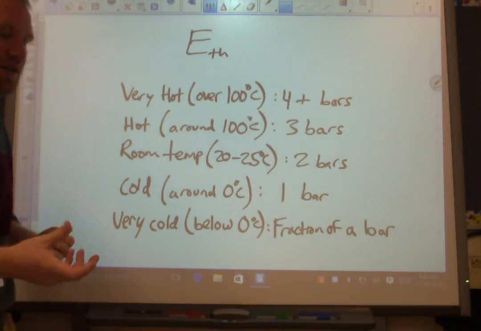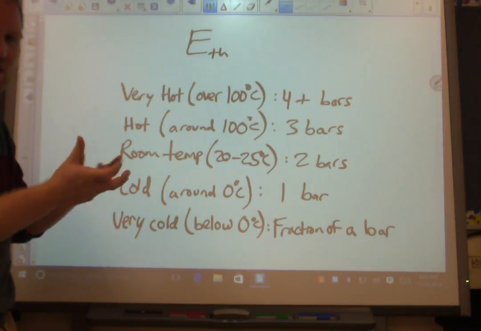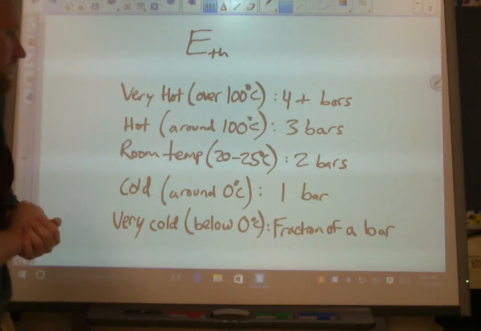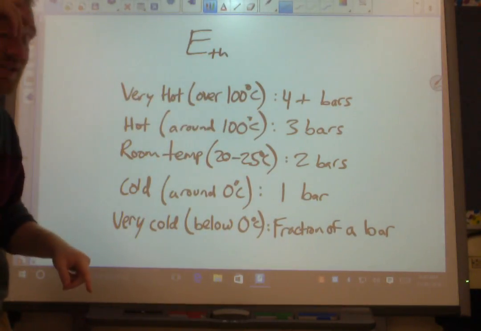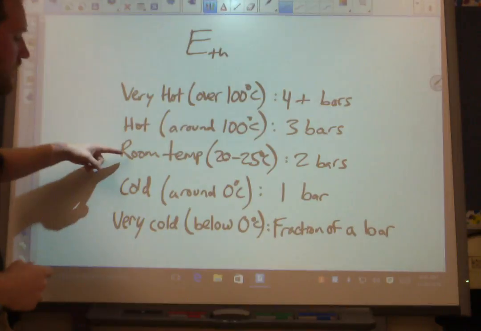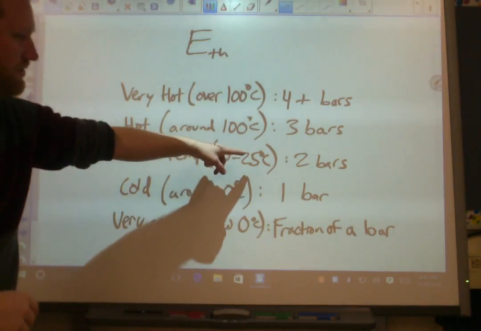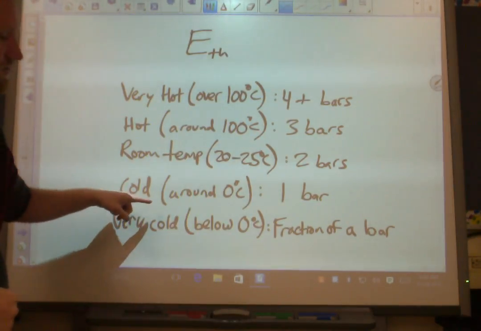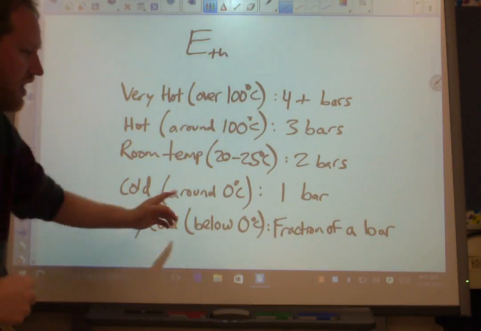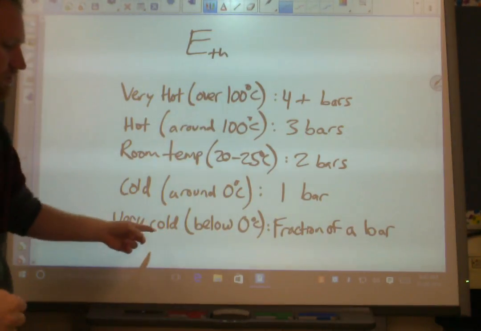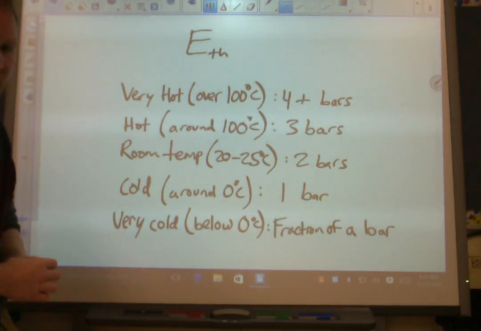You have already boiled it, and now you have the water gas that's going to be heated up. Okay? So anytime you have 4 or more bars of thermal, we're already talking about a gaseous water. Okay? Now if we want to go cold, remember room temp is 2 bars. If we want to go colder than that, so anywhere around 0, so 0, 5, 10, 15 degrees, well, that's 1 bar. And below 0, very cold, below 0 is going to be a fraction of a bar.